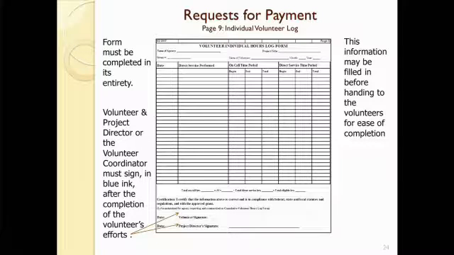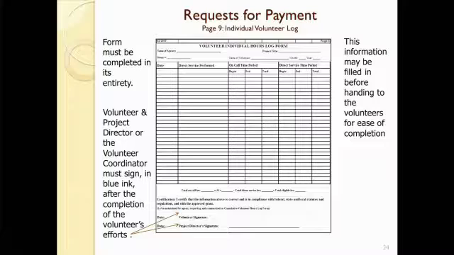This is the individual volunteer log. Again, form must be completed in its entirety. Either the volunteer coordinator or the project director must sign, but the volunteer must also sign after the completion of the volunteer's efforts. Under direct service performed, no abbreviations. Please give accounting grants and the programmatic staff sufficient information in this direct services form area so that we can determine whether or not that service is allowable.